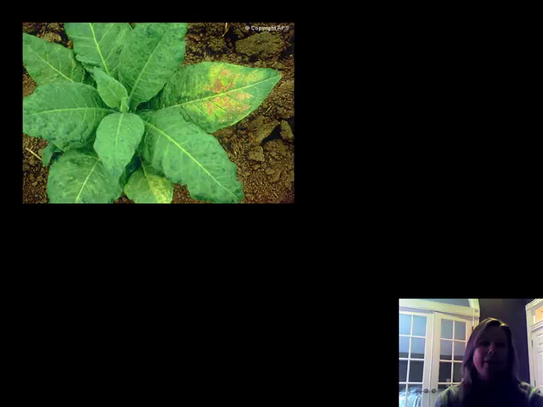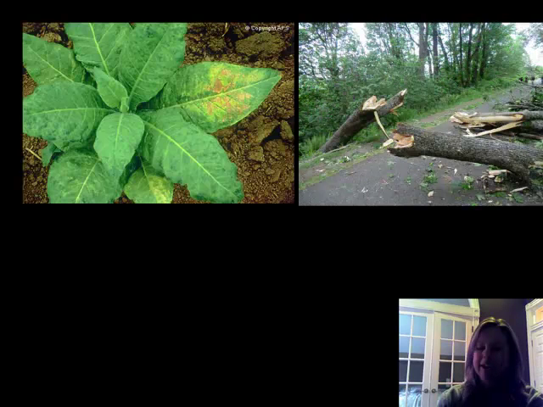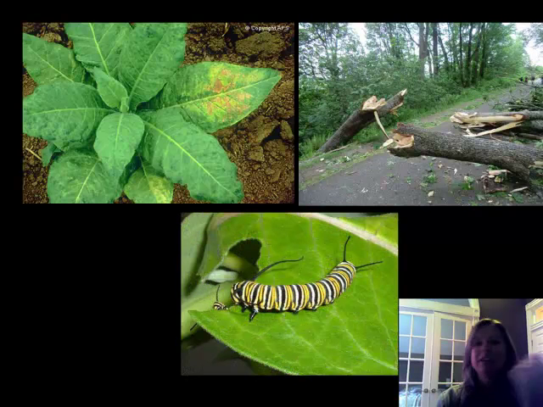So this is a picture of tobacco mosaic virus that's attacking a tobacco plant. So they can be attacked by viruses and bacteria. They can be attacked by wind and erosion, and they can be attacked by other living organisms, right? And the problem with plants is that they're rooted in the ground, and there's really nowhere for them to go. So they need to have defenses built into themselves to help them to survive these different situations.